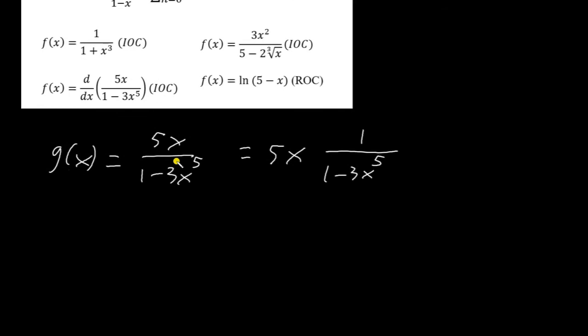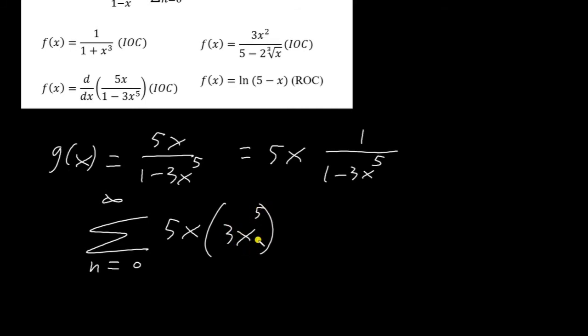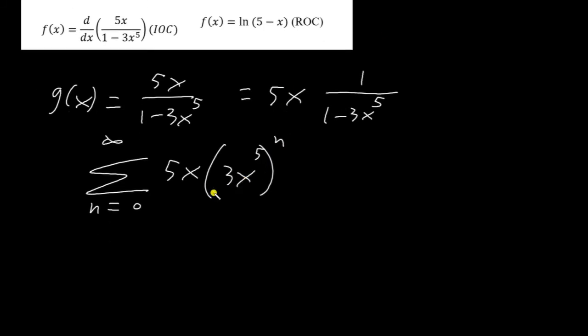So that'll get us the sum from n equals 0 to infinity. So we'll have 5x in the front, and then we'll have 3x to the 5th to the n. Because we are going to be taking the derivative of this in a moment, I'm going to rewrite this series a little bit to make our lives easier when we do take the derivative. So what I can do is distribute this n, so I'll get 3 to the n and x to the 5n. So what I can do then is I can get 5. Wait, let me write the sum.